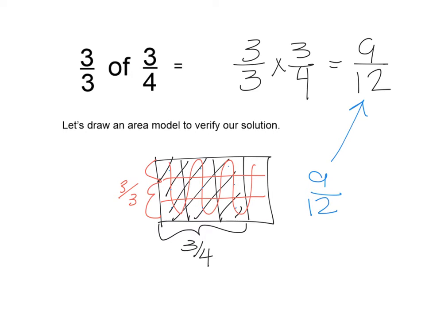As you're noticing, we're getting an equivalent fraction. So 3/4 is equivalent to 9/12. But how are we getting an equivalent fraction? You got it. We're multiplying by 1 whole. 3/3 is equal to 1 whole.